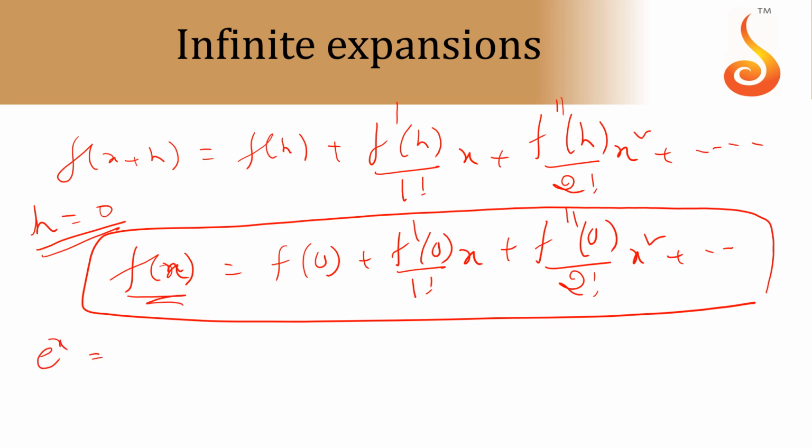So f of x is e power x, and f of 0 is e power 0, which is 1. The derivative of e power x at 0 is 1, so the next term is x by 1 factorial. Like that, you can create infinite expansions of any function using this formula.